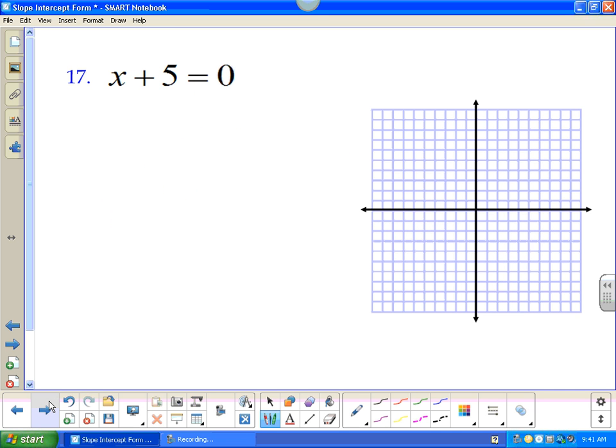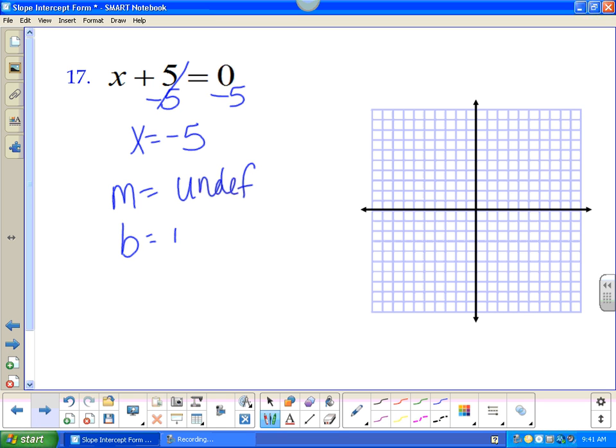Now this is the super freak. The reason you're going to know he's the super freak is because your job is to solve for y, and you don't even have a y to solve for. So you're going to solve for x. So I'm going to subtract 5. This is the only time you ever solve for x. Your slope and your y-intercept, what are they for the super freak? They are both undefined.